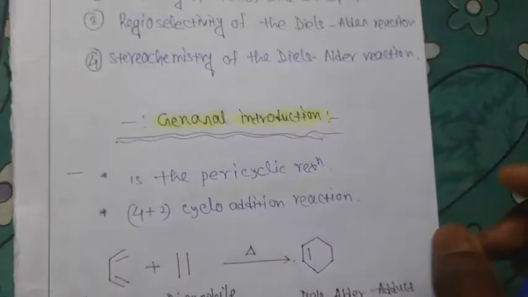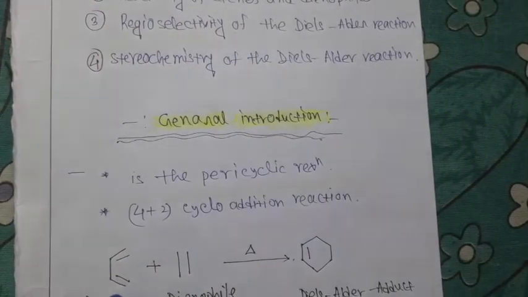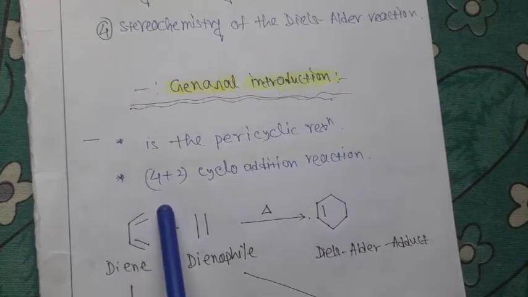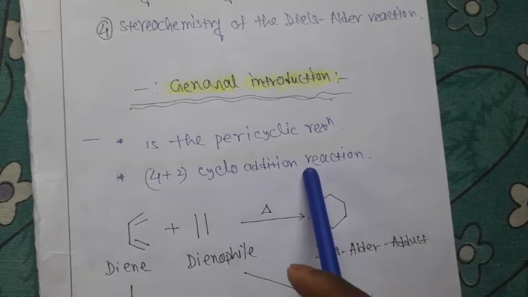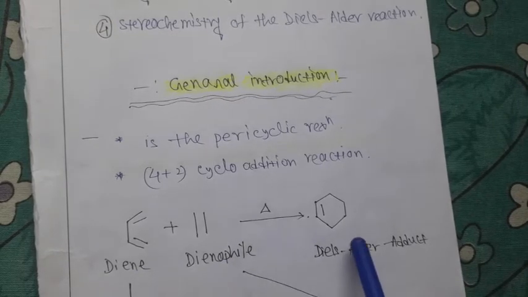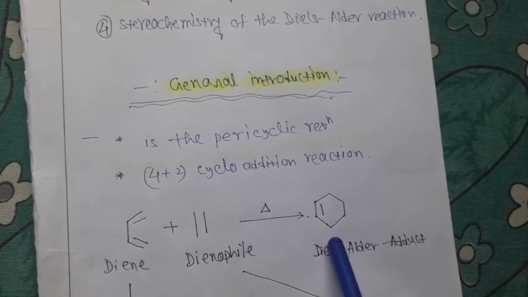I discuss the general introduction. The Diels Alder reaction is a pericyclic reaction. It is a 4 plus 2 cycloaddition reaction between a conjugated diene and a dienophile under thermal condition to produce a six member cyclic adduct.